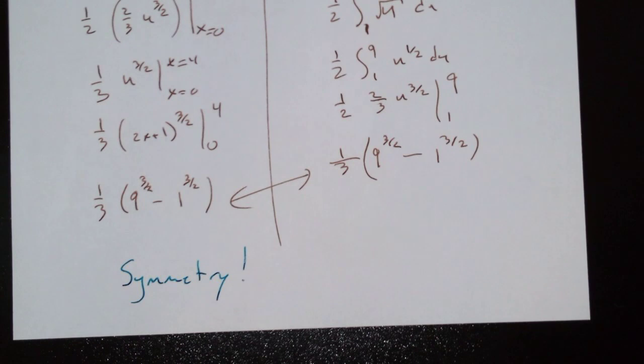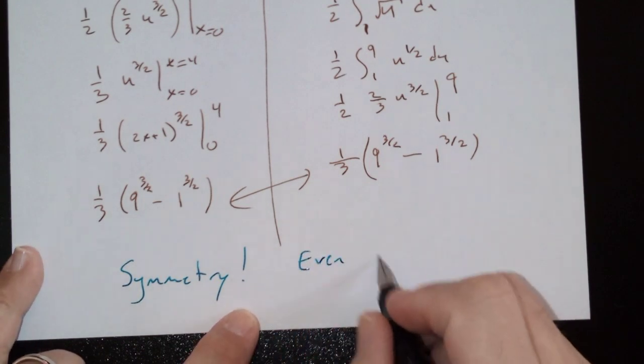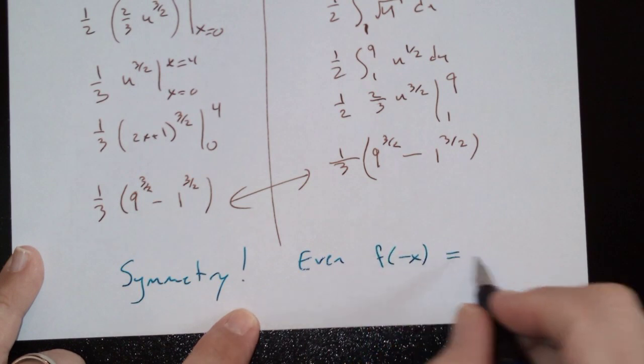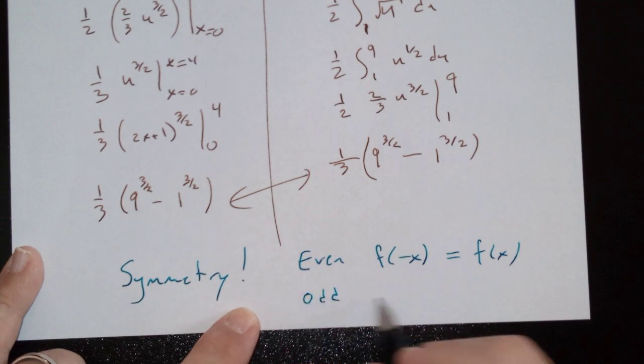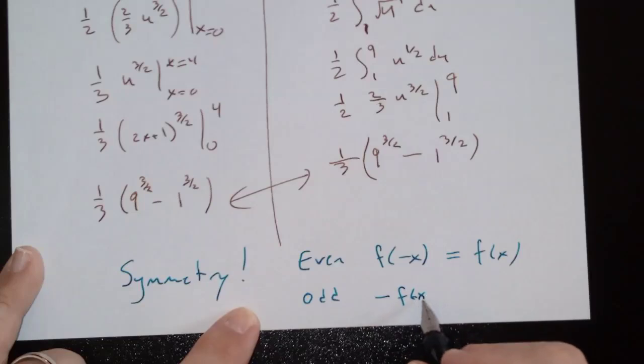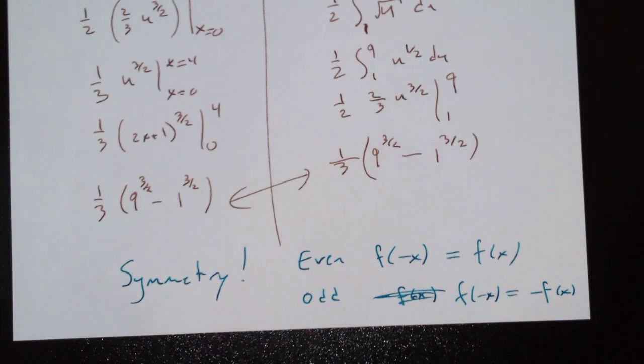Based on the idea of symmetry. Okay, wait a minute. Symmetry. We had even functions. A function that is even is the same on the left side as it is on the right side. A function that is odd, the left side is the opposite. Well, let me write it this way. F of minus x equals minus f of x. The left side is the opposite of the right side.